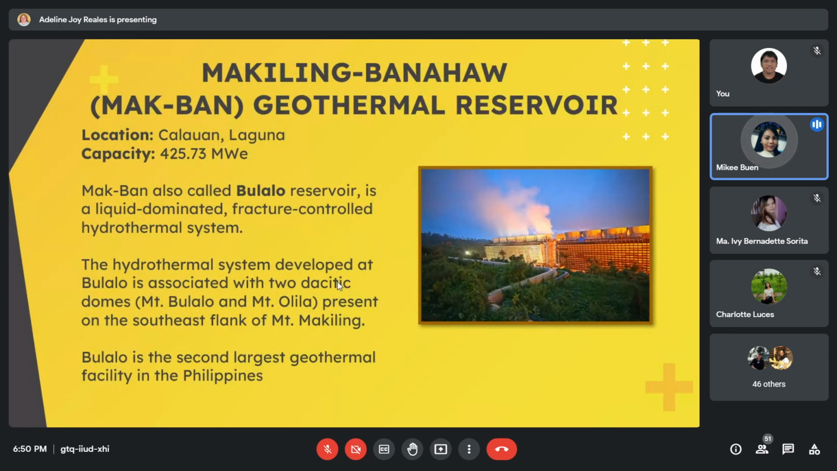The Makiling-Banahaw or Mak-Ban Geothermal Reservoir. The Mak-Ban is also called Bulalo Reservoir. It is a liquid-dominated, fracture-controlled geothermal system. The hydrothermal system developed at Bulalo is associated with 2 dacitic domes, which are Mount Bulalo and Mount Ulila, present on the southeast flank of Mount Makiling. Bulalo is the second largest geothermal facility in the Philippines.